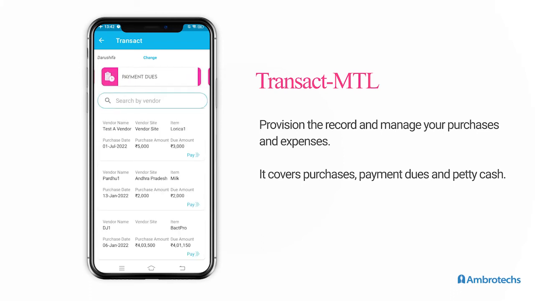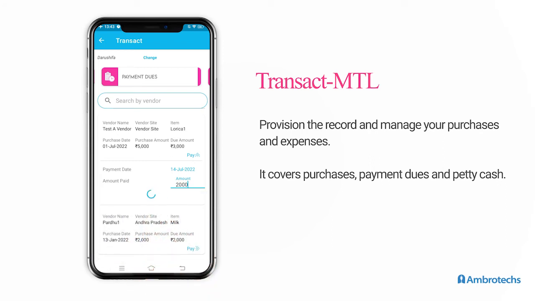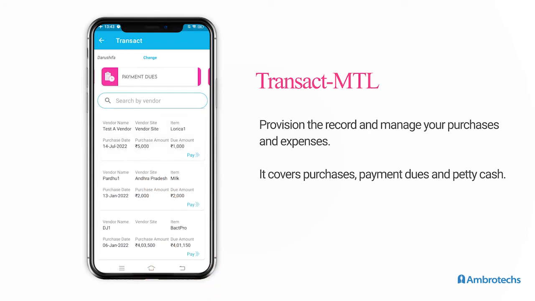Select the payment dues in the swiping menu. List of pending payments is displayed here. Click on the Pay button to make a payment. Select the date and add the amount to be paid. Click the Pay button to finish the transaction.